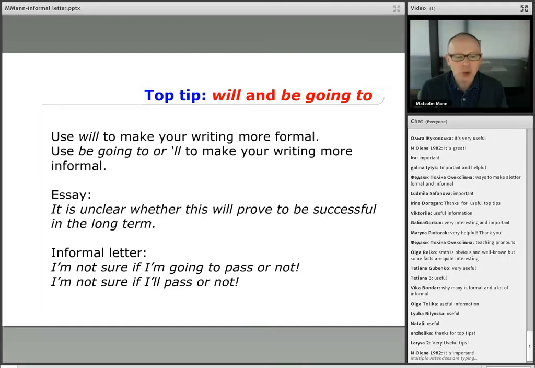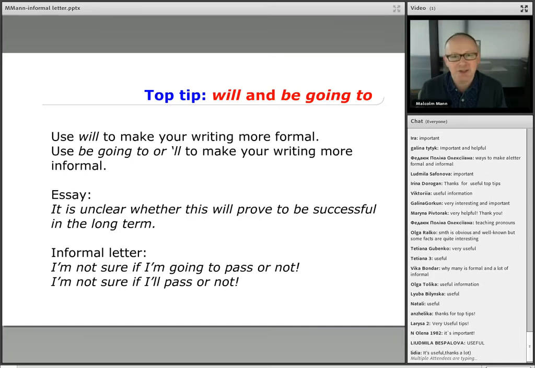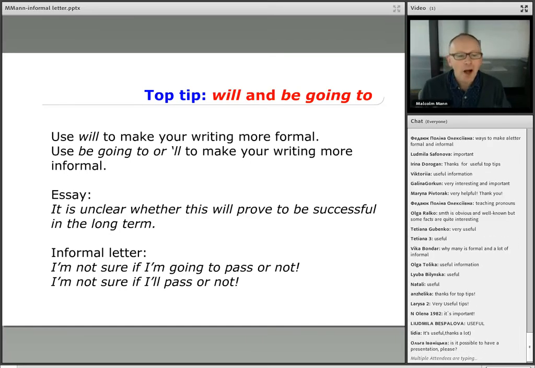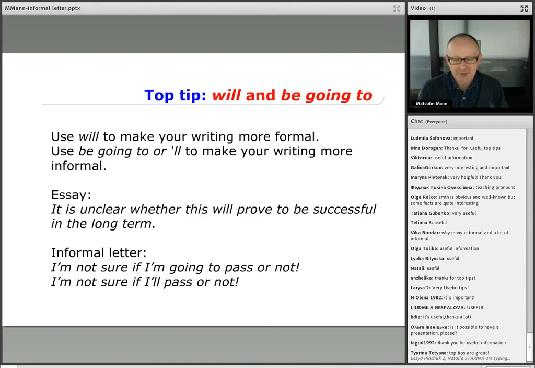Their informal letter sounds too formal. So I'm not sure if I will pass or not. I'm not sure if I'm gonna pass or not. Going to. We say gonna. And that's why we use gonna in text messages, because it's informal. Or we could say with apostrophe LL, I'm not sure if I'll pass or not. But to use the full form is too formal. So a useful tip.